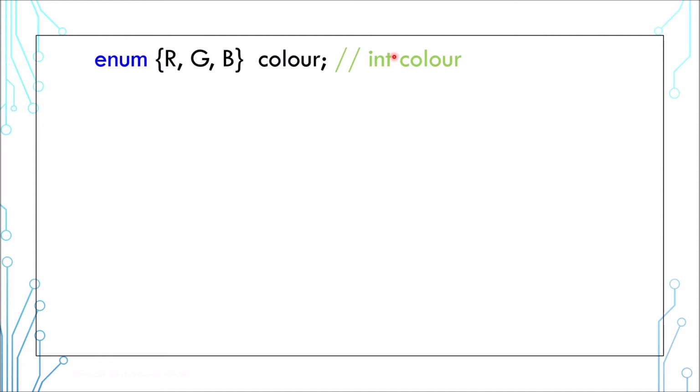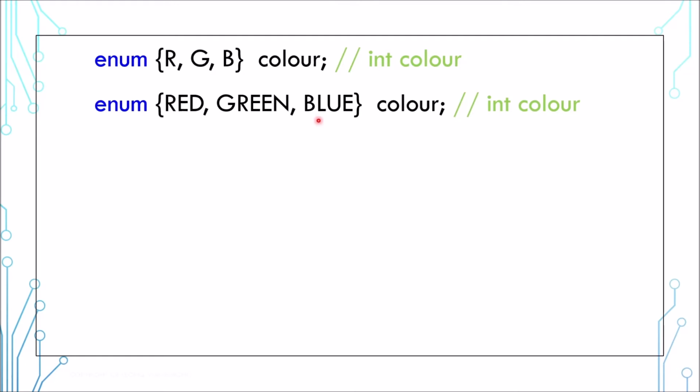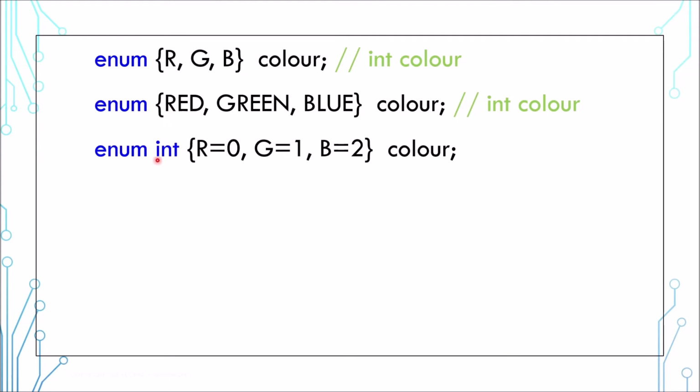This is a bad code because RGB are vector names. We should use clearer names for readability, for example, red, green, and blue. Back to the RGB example, this is a fuller form of writing the same code. By default, enum is an int, and by default R is 0, G is 1, and B is 2.